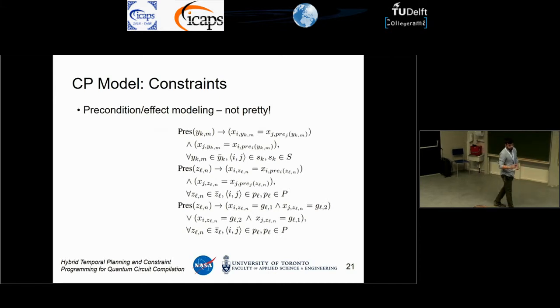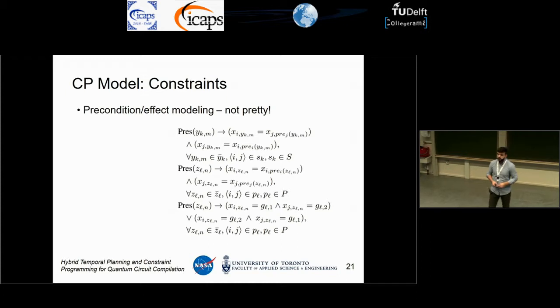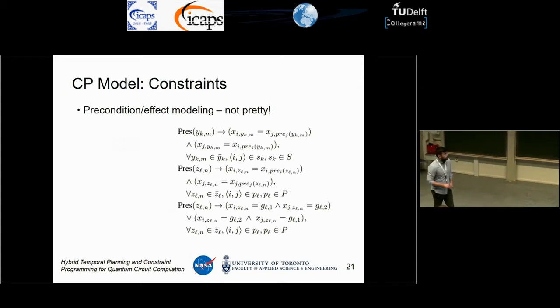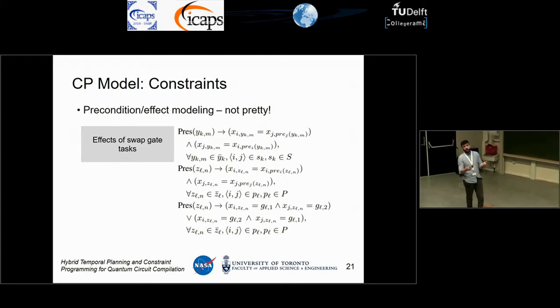All right, so these ones aren't pretty. So we get to modeling preconditions and effects in CP, and this gets a little bit hairy again. What we've done here is that the first family of constraints are essentially the effects on our X variables of the swap gates, all right?